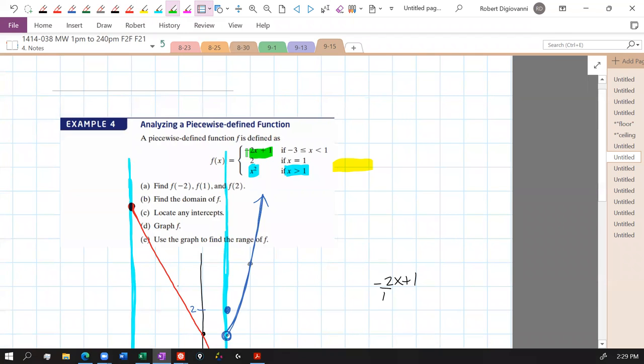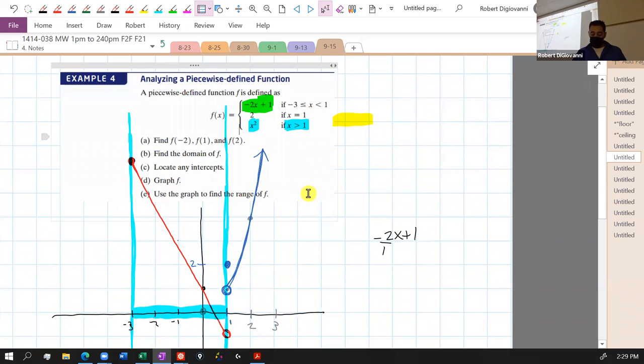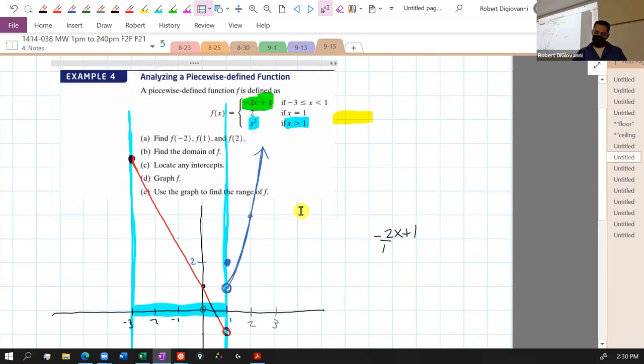So do we include the endpoints or no? Is that what you're saying? Do we include the x that's in the middle, or is it an open circle? I'm not quite sure.